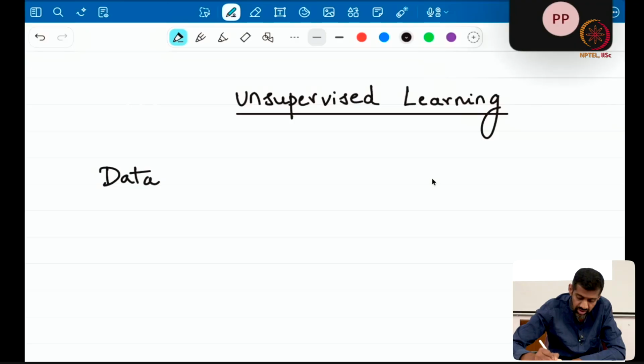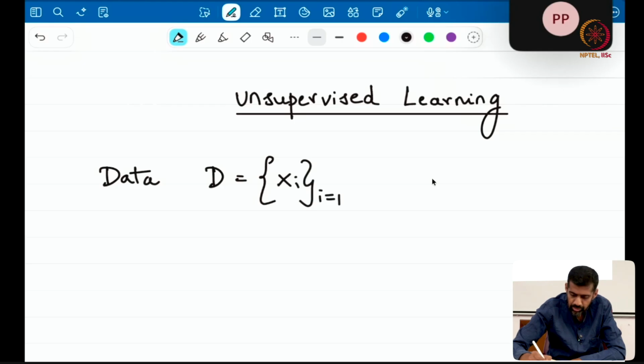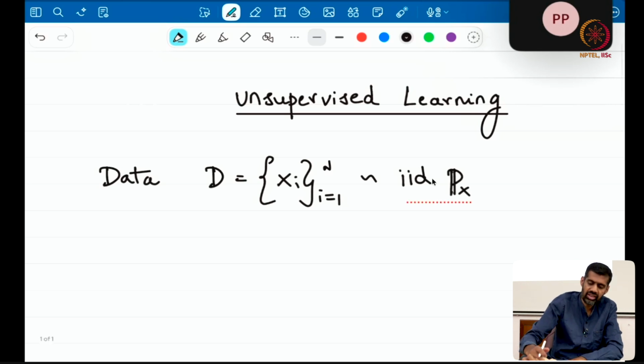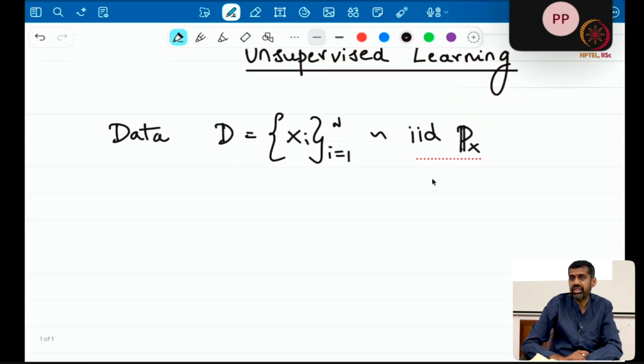So, recall that in unsupervised learning we are given data, which is a set of realizations from a particular random variable. Note that the difference between this and supervised learning is that you do not have the label random variable, you only have the data or features random variable that we have observations from.